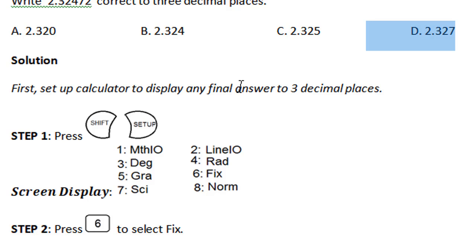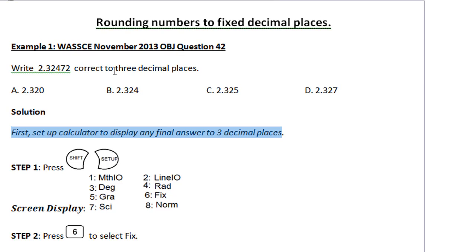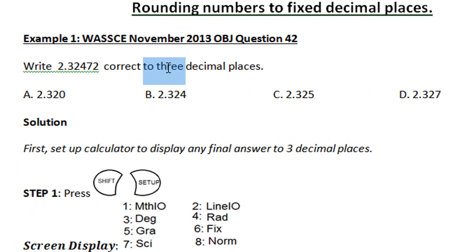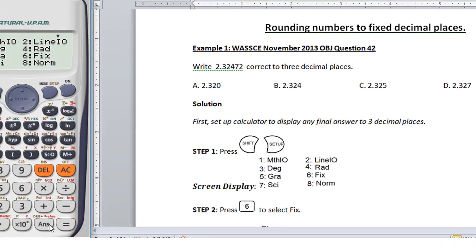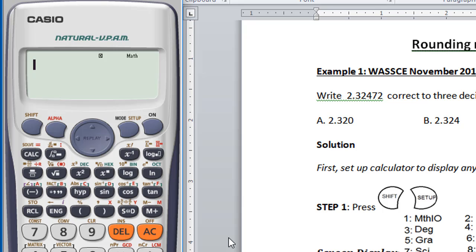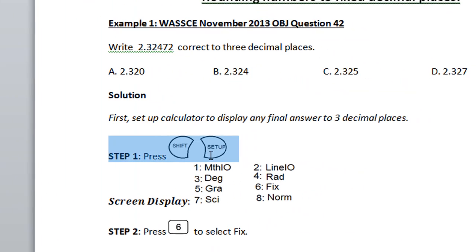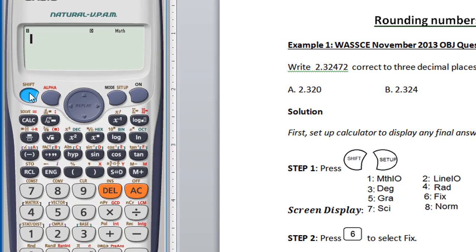Alright, back from the marker board. What we have to do first is to set up the calculator to display any final answer to 3 decimal places. Of course, the question says we are to correct this number to 3 decimal places. So step 1, you press shift and setup. It is the shift and mode.